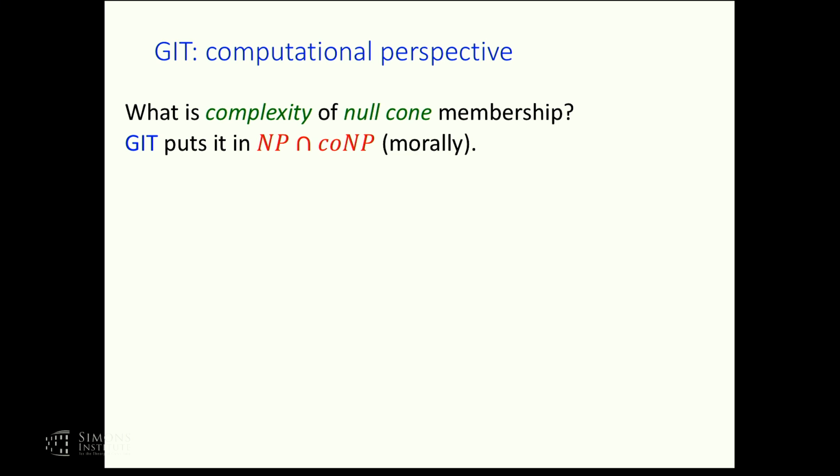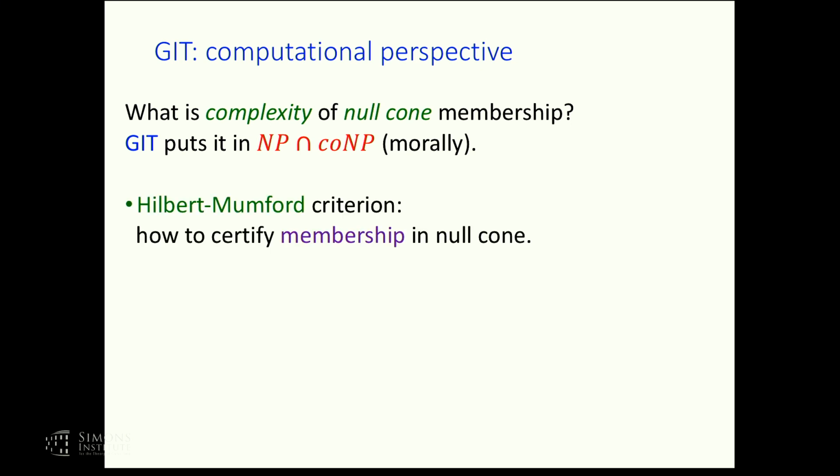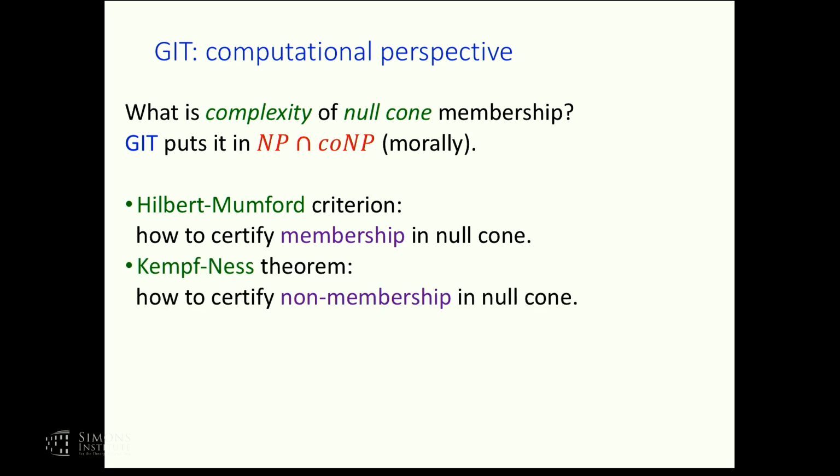So, what do I mean by this? I mean what we usually mean in complexity theory with NP and co-NP. We have easy proofs of membership and non-membership in the null cone. The two major results are the Hilbert-Mumford criterion, which tells you how to certify membership, and there's the Kemp-Ness theorem, which tells you how to certify non-membership, and I want to tell you about both.